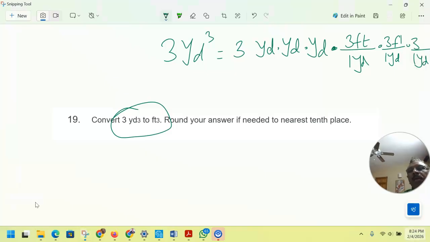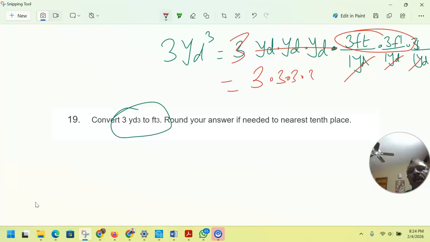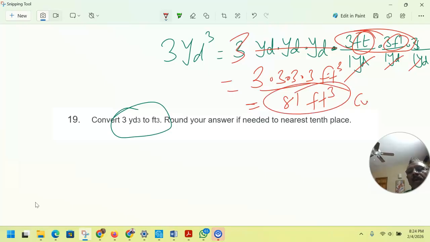So that way we can cross out 1, 2, 3, and this 3 yards. See? So what you are getting is this 3 times there are 3, 3, and 3. And this answer becomes feet, feet, feet. So it is feet cube. Your answer becomes 81 feet cube. Or cubic, another way to say is cubic feet. So this is how we get done.